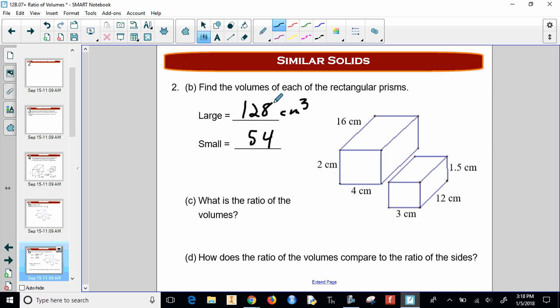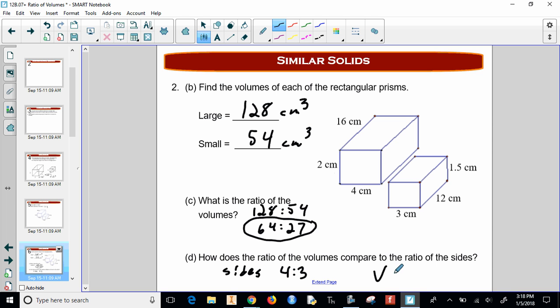What is the ratio of the volumes? Well, it's 128 to 54. But I can reduce that. I can divide by 2 on both sides and get 64 to 27. How does this compare to the ratio of the sides? Well, the ratio of sides was 4 to 3. The volumes is going to be 64 to 27.